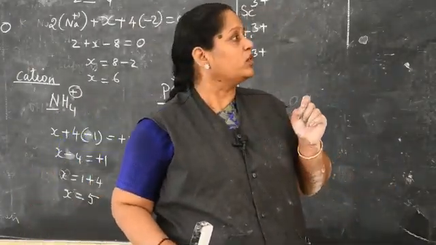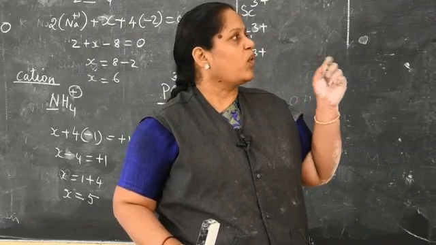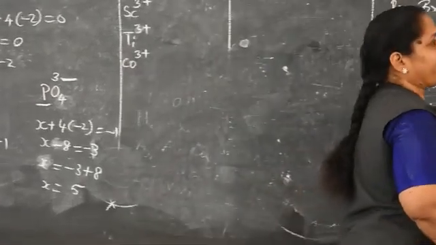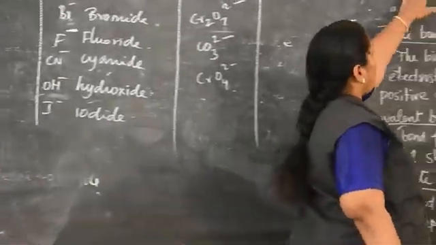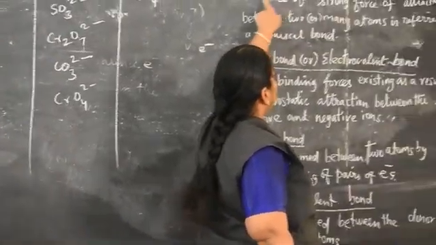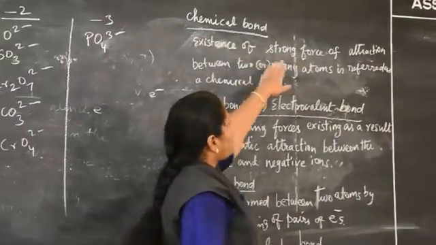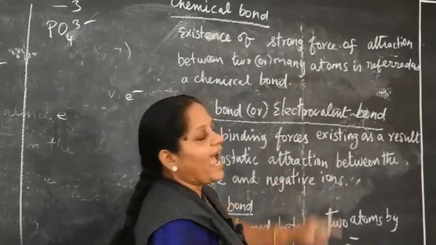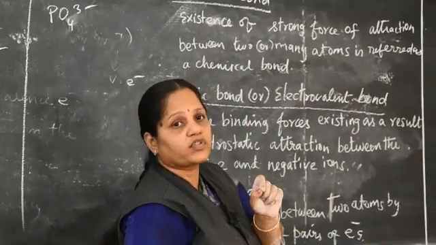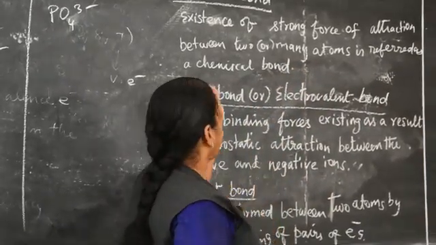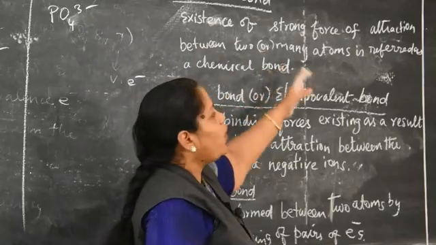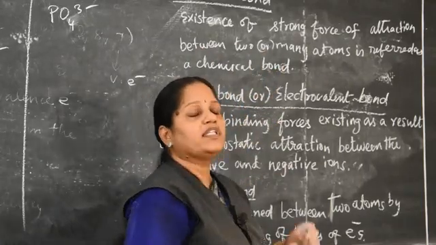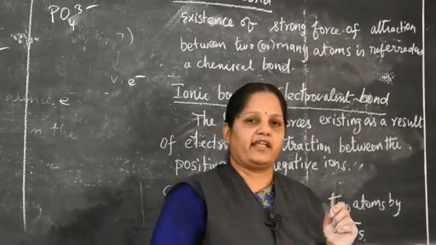Next we discuss what is the meaning of chemical bond. Chemical bond is defined as the existence of a strong force of attraction between two or many atoms. A strong force of attraction existing between two or many atoms is called a chemical bond. How are these chemical bonds classified?